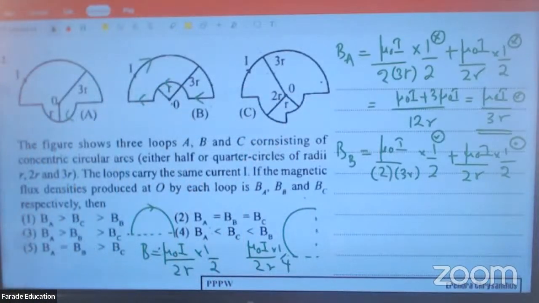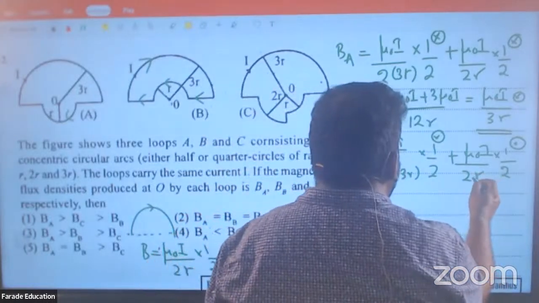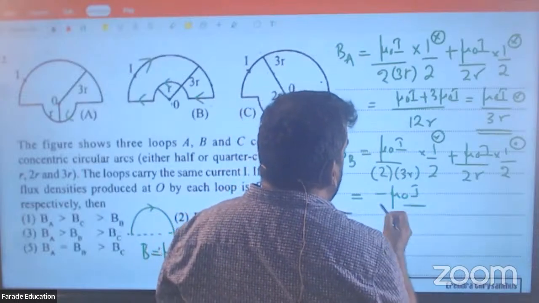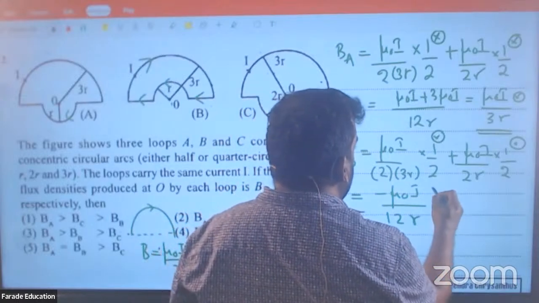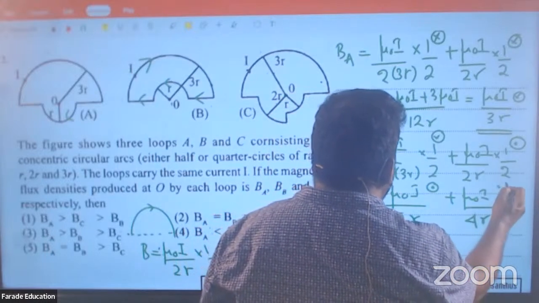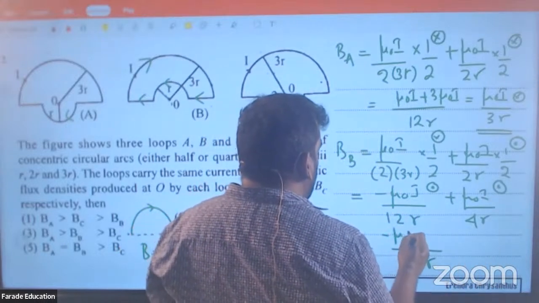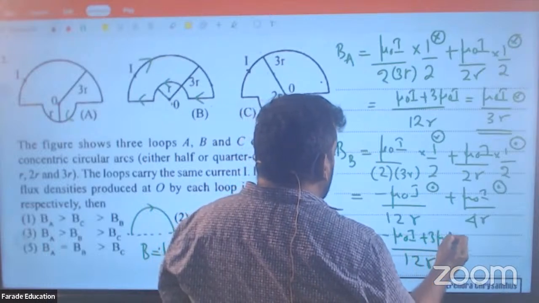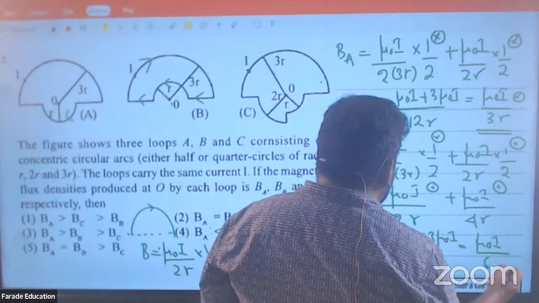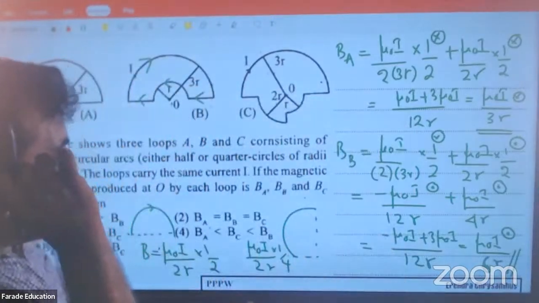Bring all vectors in the same direction. You can easily see here, smaller denominator is bigger. Minus mu naught I divided by 12R, outwards. Mu naught I divided by 4R, outwards. Common denominator 12R: minus mu naught I plus 3 times mu naught I. That's 2. Mu naught I divided by 6R, outwards. Right.